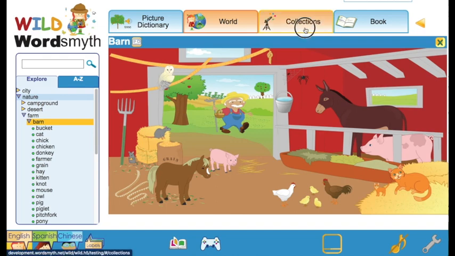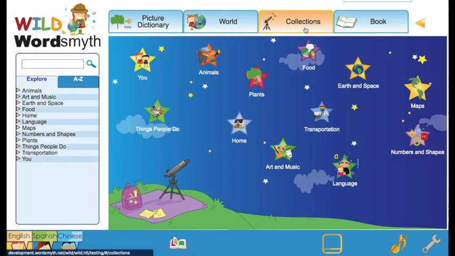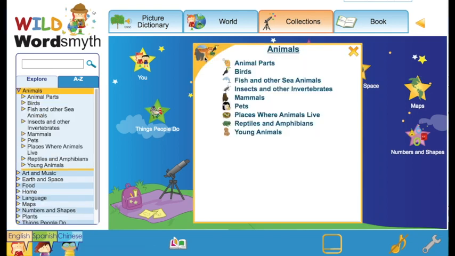In collections, categories of words clustered together by topics and themes offer another mode of exploration. Each collection offers lists of subcategories and the opportunity to dig deeper into a subject.